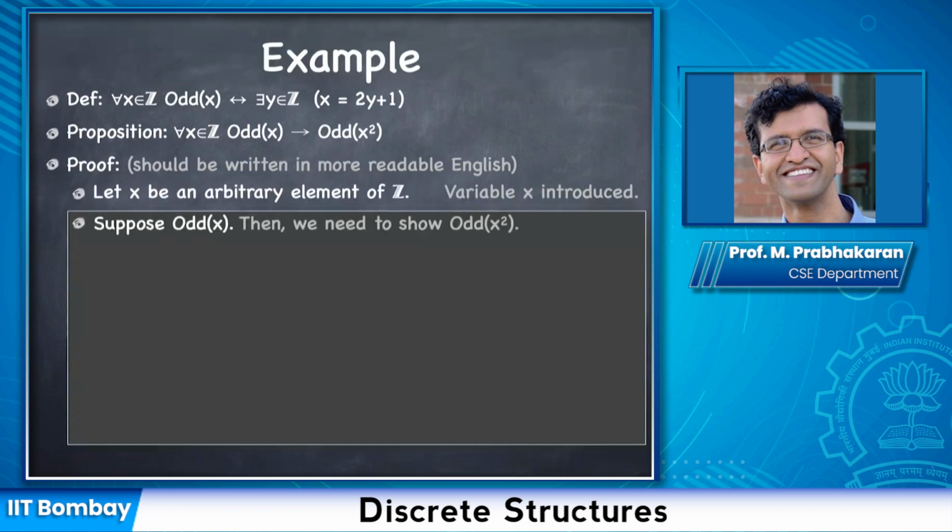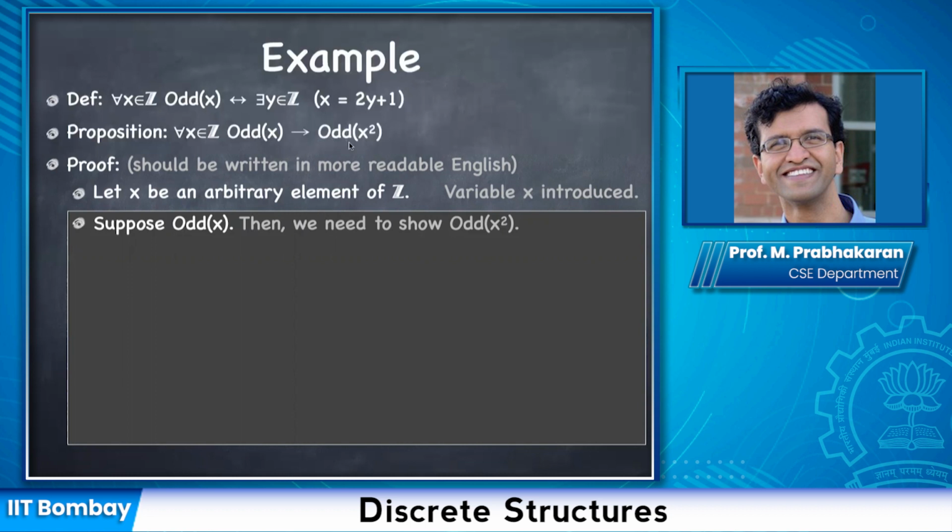I picked this x, it's an arbitrary element of Z, which means the only things I can use about this x are things that actually hold for every element in Z. Okay. And what I'm interested in proving for this arbitrary element is a statement. In fact, I'm interested in proving this for every element in Z. So for this particular element I picked, I'm interested in proving this statement. What is this statement? It says, if odd x, then odd x squared.